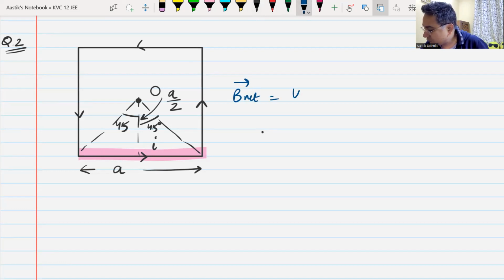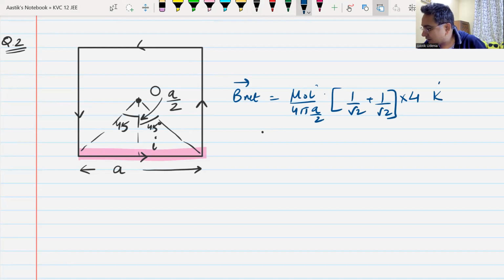Vectorly, mu naught I by 4 pi, distance is a by 2, multiplied by 1 by root 2 plus 1 by root 2. This is the magnetic field due to one wire. I have to multiply it by 4 and the direction is K. That is the answer that you are going to get. We understand this? Yes or no?